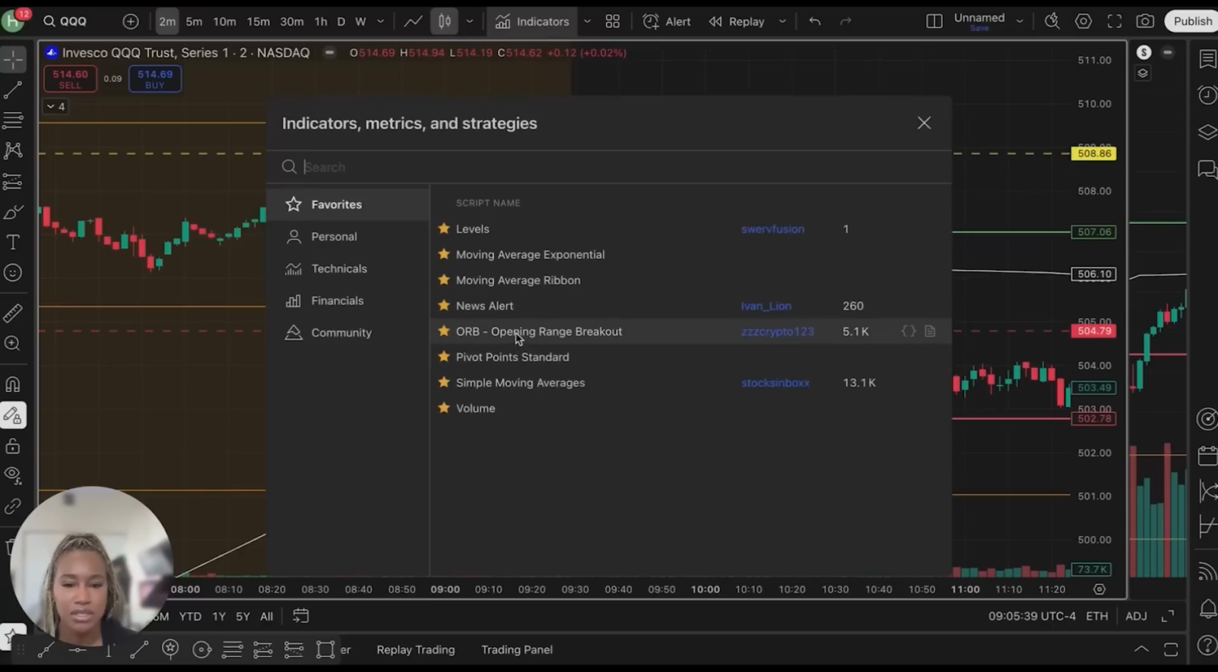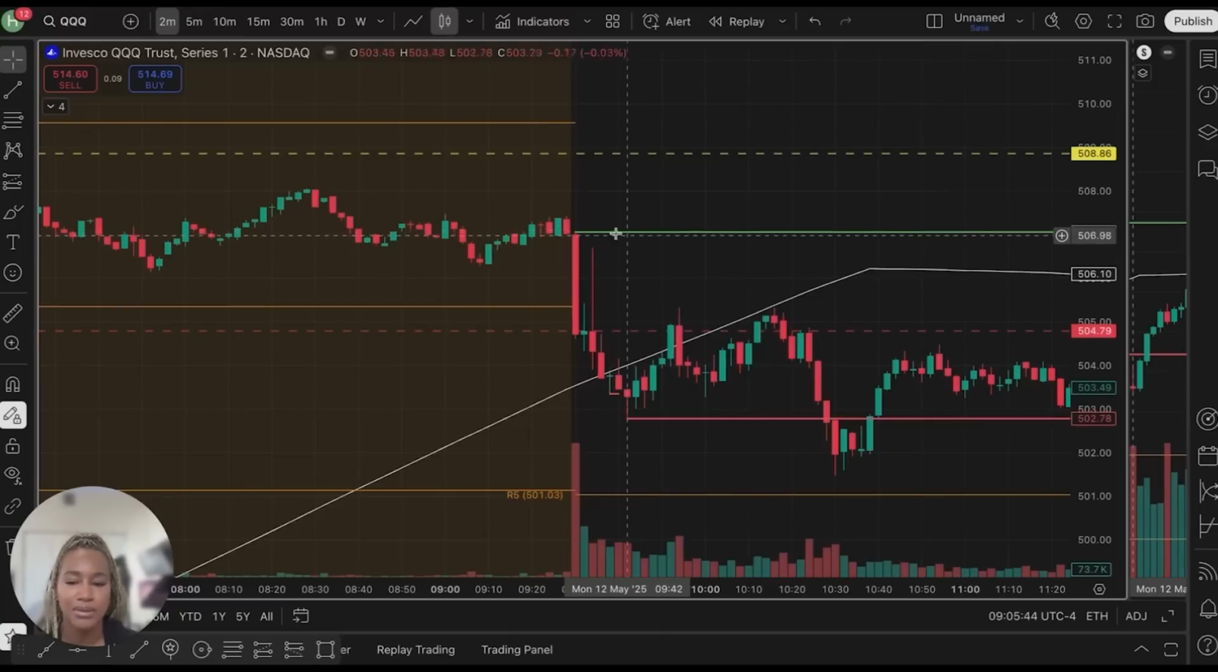Another level that I use is the ORB, which stands for opening range breakout. Simply look for this one, Opening Range Breakout by ZZ Crypto 123. When you add it onto your screen, it's going to give you the high of the day for the first 15 minutes and the low of the day for the first 15 minutes. Why do I use those and how do I use those? I look for a break of the high and a continuation to the upside, and a break of the low and a continuation to the downside.